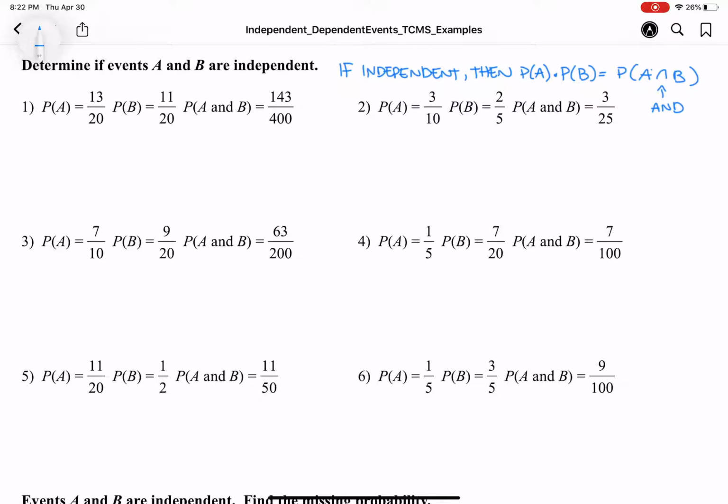Hello everyone. Hopefully everybody got their notes down on independent and dependent events. So we're going to use our knowledge from what we learned to answer these questions. Now you're going to have a worksheet that looks exactly like this. However, you're going to have different numbers, okay?